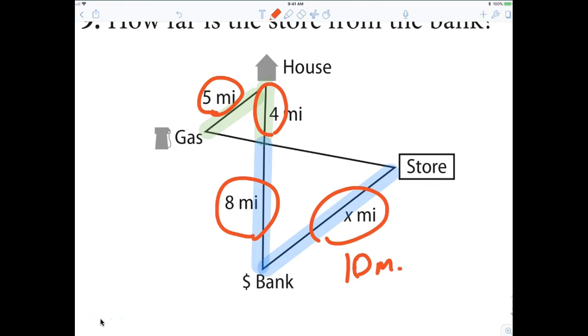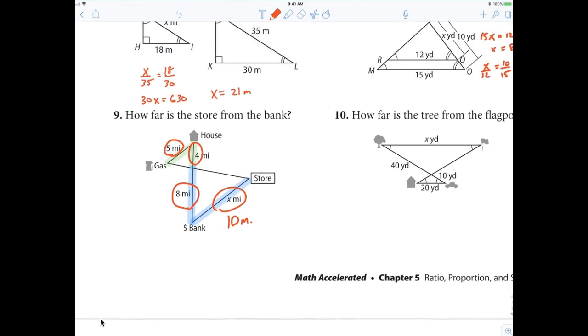All right. Here we go. Question number 10.